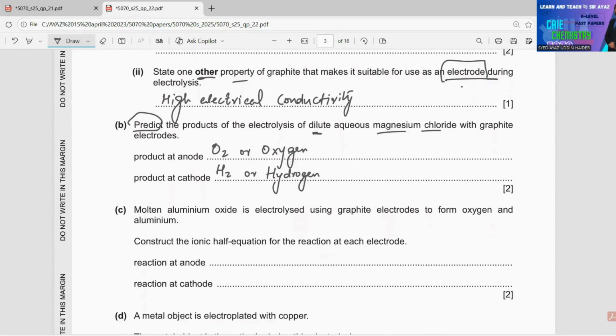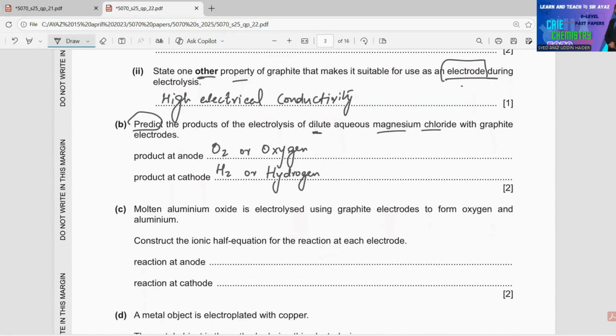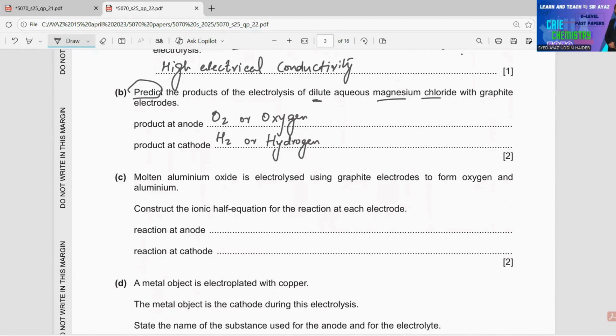Part C. Molten aluminum oxide is electrolyzed using graphite electrodes to form oxygen and aluminium. Construct the ionic half equation for the reaction at each electrode. Now I am electrolyzing molten aluminum oxide with graphite electrodes. So at the anode, you will be getting oxygen gas. Write down the reaction for oxygen gas.